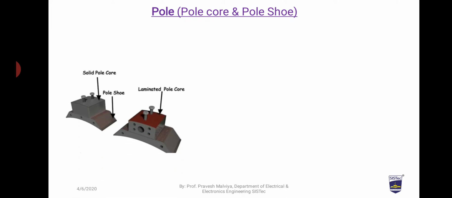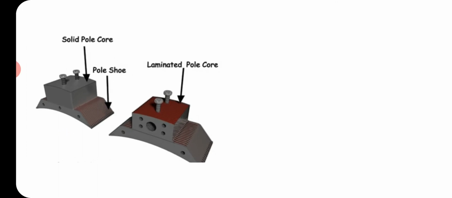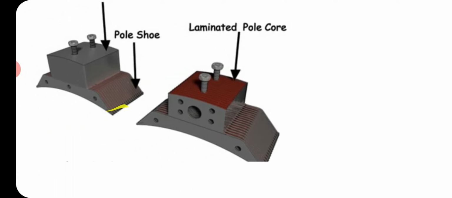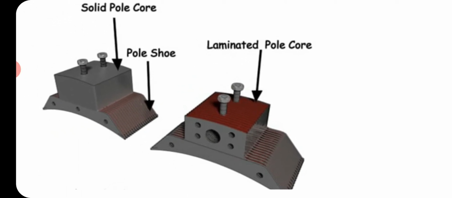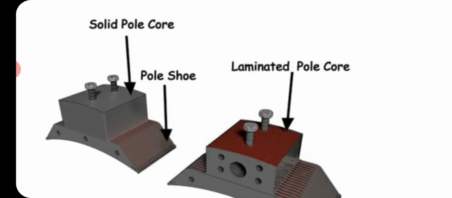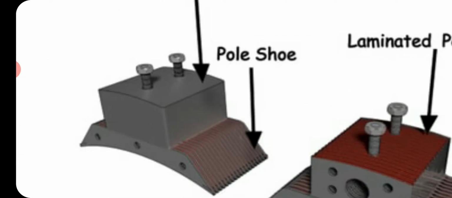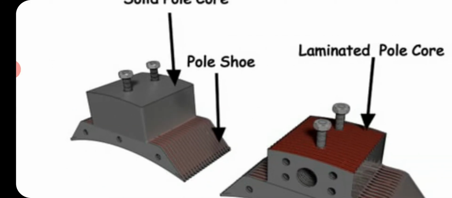Coming to the next one, poles. We are talking about the field poles. These are stationary parts. When we look closely at these field poles, we find that they have two sections. This is the pole core. The upper region is the pole core, and the curved region down below is the pole shoe.